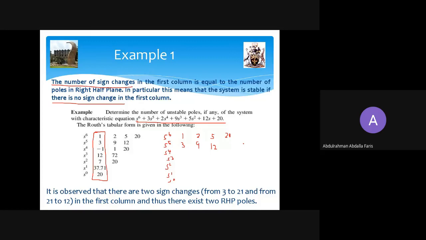To fill this row, we use that figure 8 thing. So 6 times, 3 times 2, 6, and then 1 times 9, 9. You divide by 3, so 6 minus 9 is minus 3. Minus 3 divided by 3 is minus 1. Once you follow that procedure, you'll end up with 1, minus 1, 120, 12, 72, 7, 20, 37.71, 20, and the last one is 20. Note that the last value here should always be the constant term.